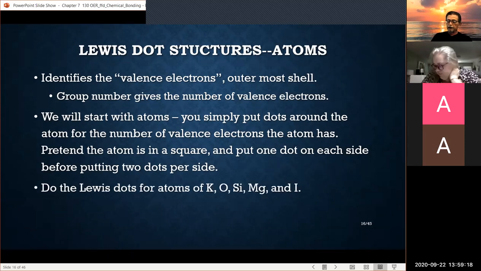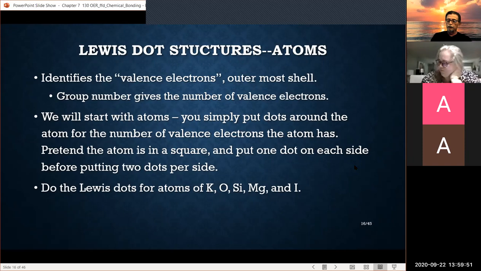Then find the atom and put a dot to represent each valence electron for that particular element. For example, potassium is in group 1, so it has 1 valence electron. Oxygen is in group 6, so it has 6 valence electrons. Silicon is in group 4, 4 valence electrons. Magnesium is in group 2, 2 valence electrons. And iodine is in group 7, 7 valence electrons.